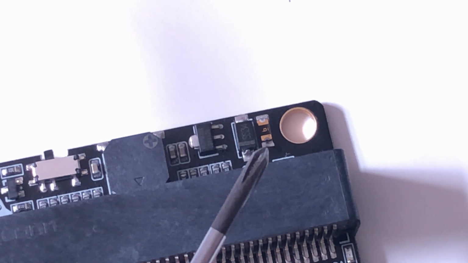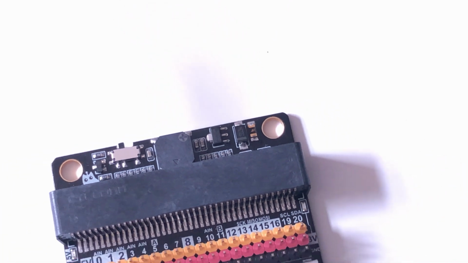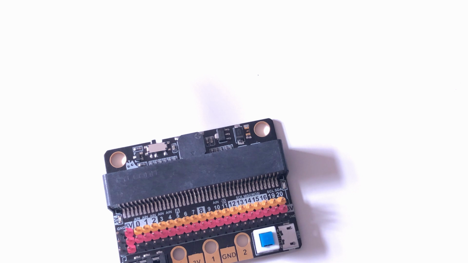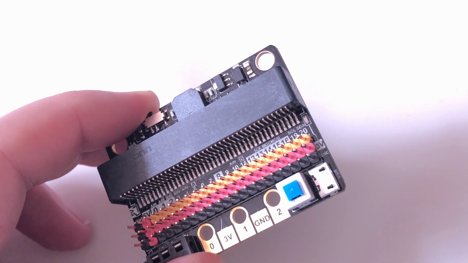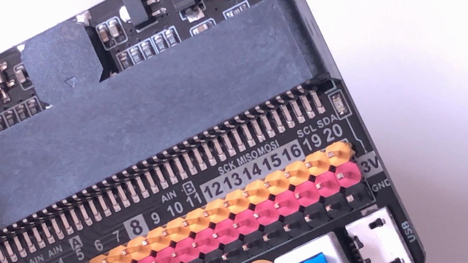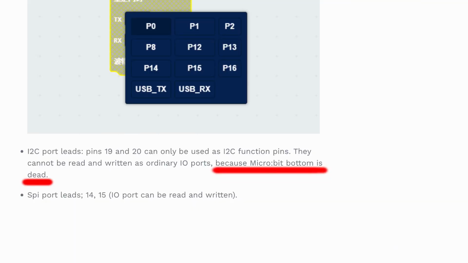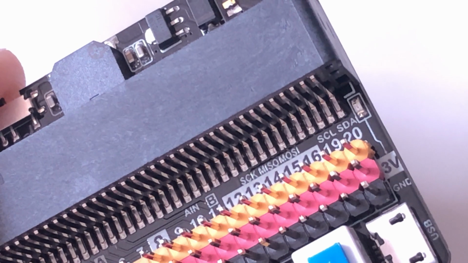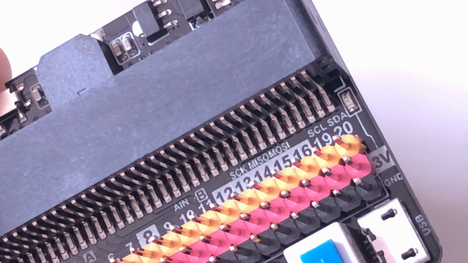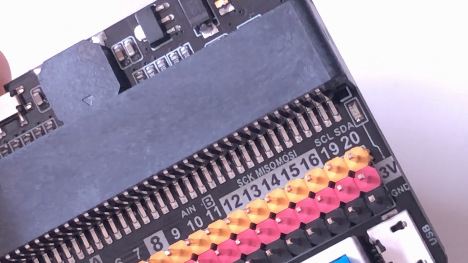Do remember though that there are no output drivers. So give thought to the current requirements of anything that you connect externally to the I/O pins. The Kittenbot product page points out that pins 19 and 20 cannot be read and written as ordinary I/O ports because the Microbit bottom is dead. We think Kittenbot means you cannot use the I2C pins for anything else because of existing peripherals connected on the Microbit board.